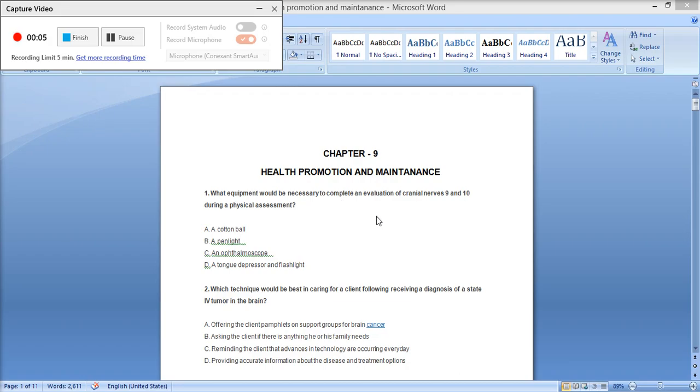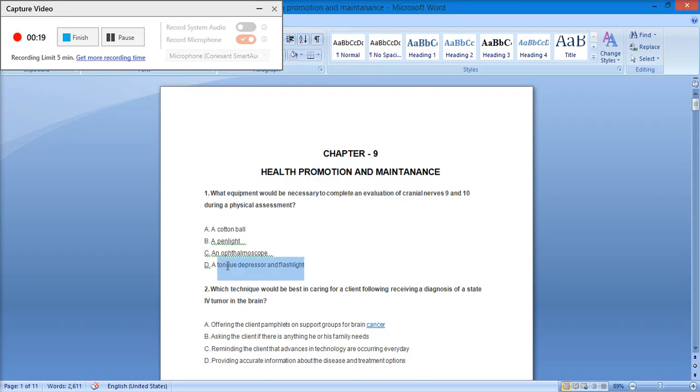What equipment would be necessary to complete an evaluation of cranial nerves 9 and 10 during a physical assessment? A. A cotton ball. B. A pen light. C. An ophthalmoscope. D. A tongue depressor and flashlight. The correct answer is D. A tongue depressor and flashlight.